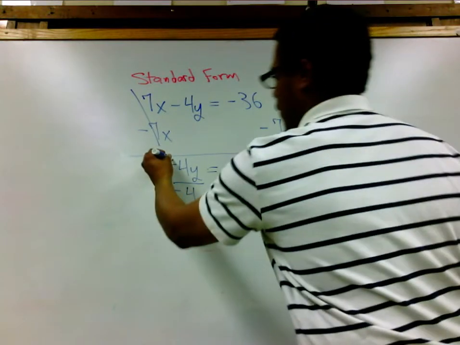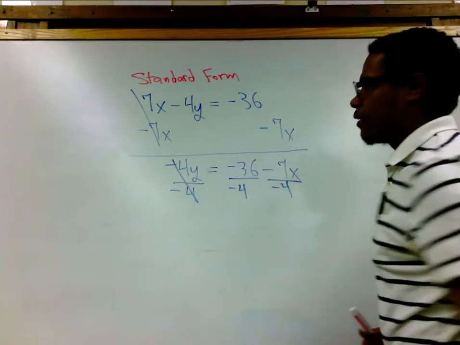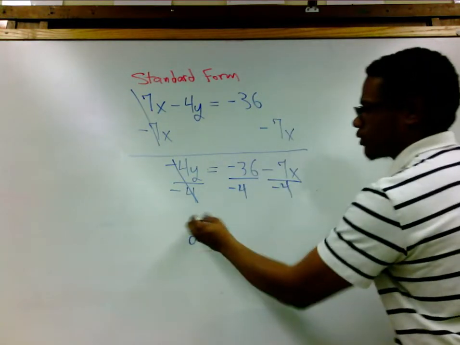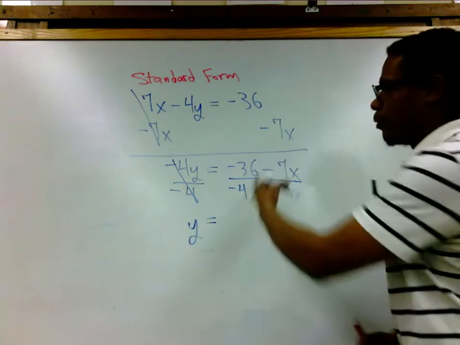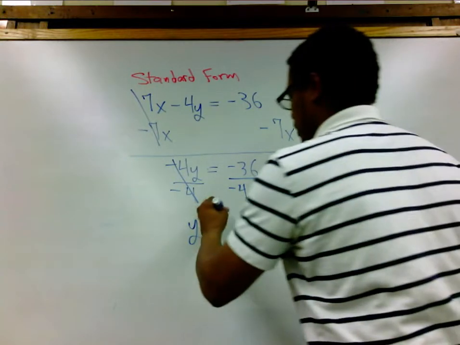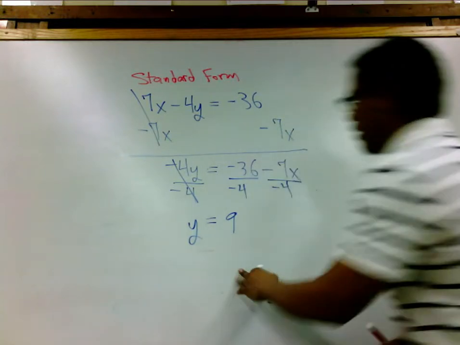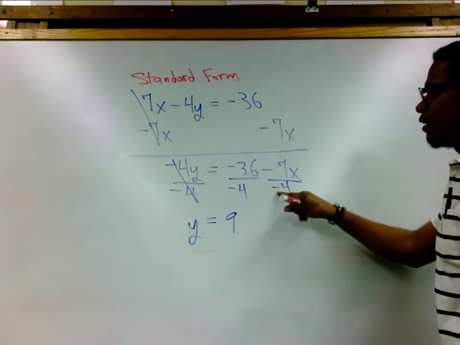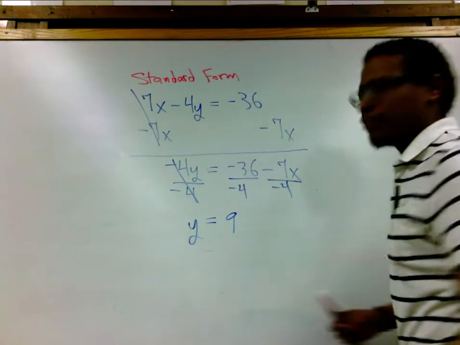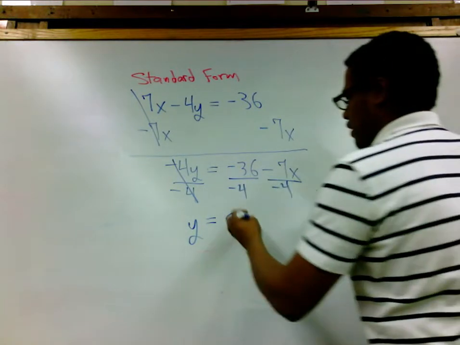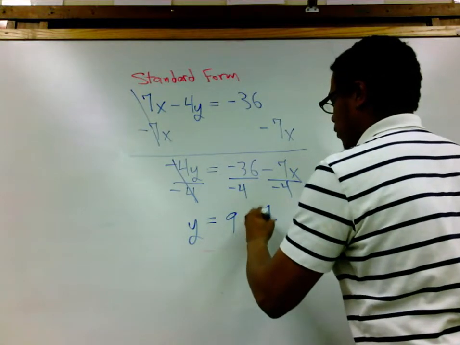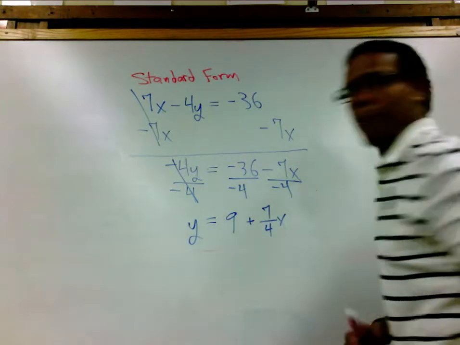Now over here, my negative 4 cancels out, and lo and behold, I have y equals. Now, with negative 36 divided by negative 4, that's going to be positive 9. And I have negative 7x divided by negative 4. We can just leave that as a fraction. Negative over negative, that gives you positive. So that's going to be plus 7 over 4x.